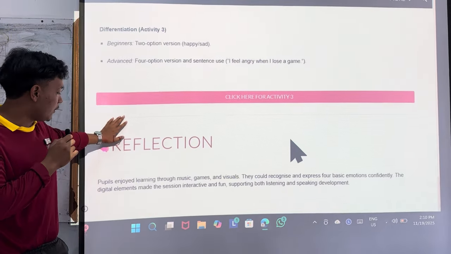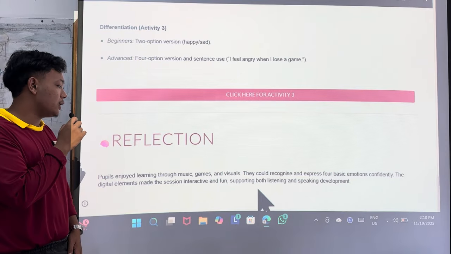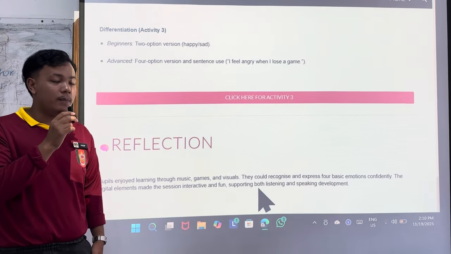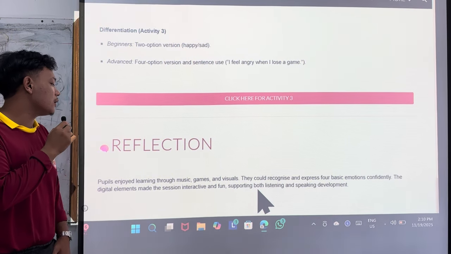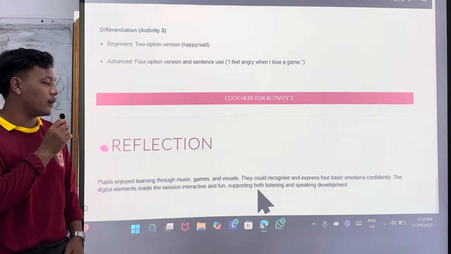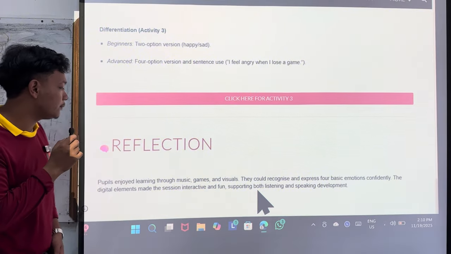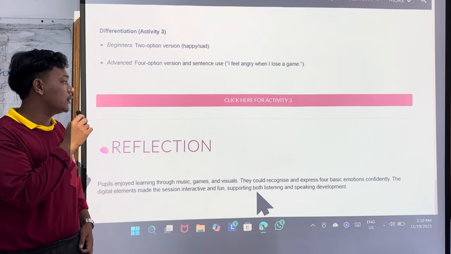So, for the reflection, pupils will enjoy learning through music, games, and visuals. They could recognize and express four basic emotions confidently, and the digital elements make the session interactive and fun, supporting both listening and speaking development. So that's all for the activity.